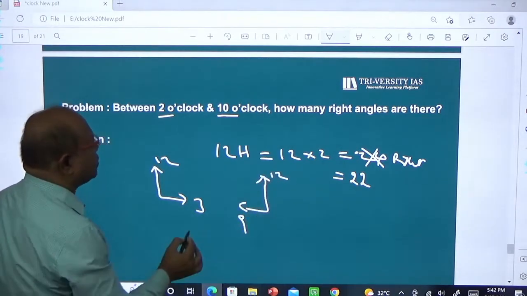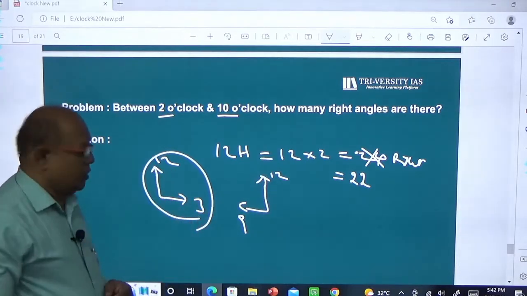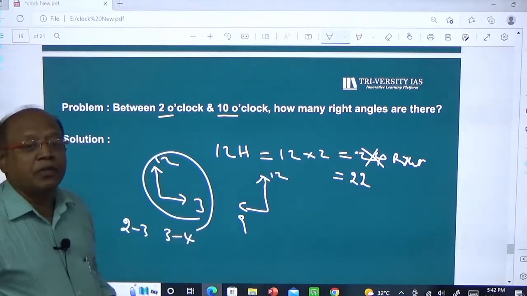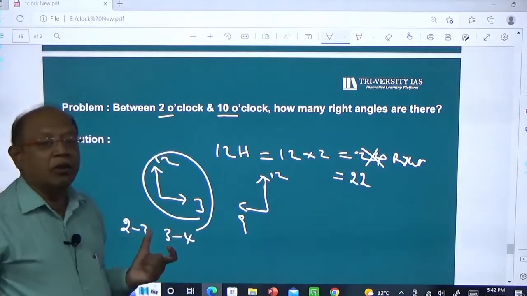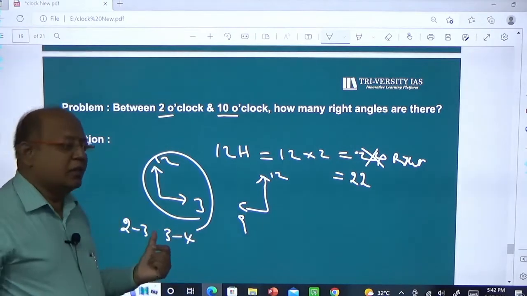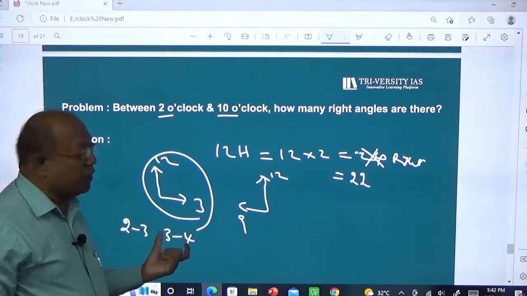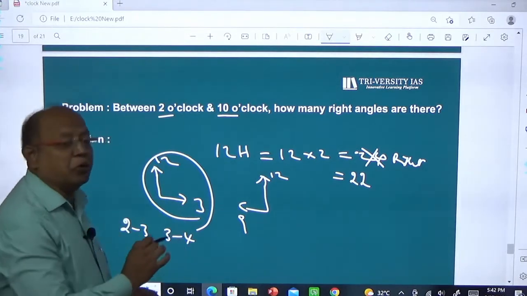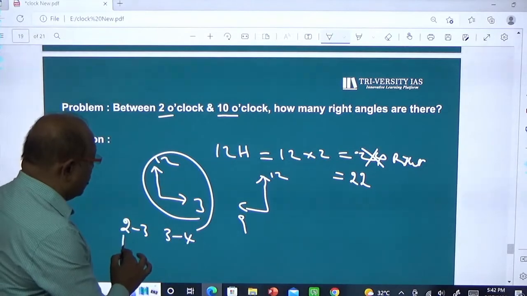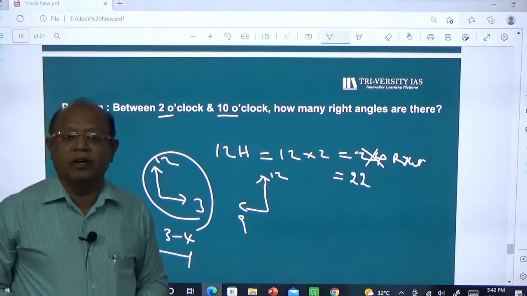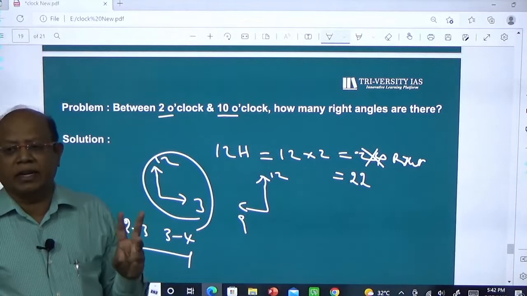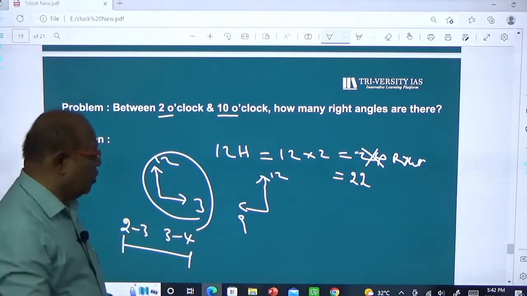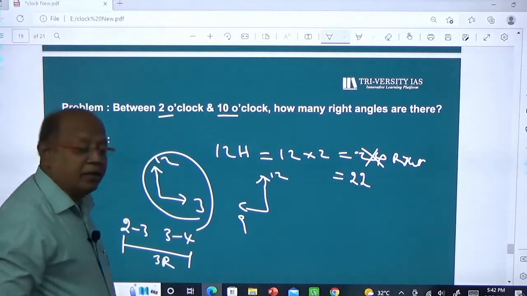Now, this 3 o'clock is common to both 2 to 3 as well as 3 to 4. If you calculate 2 to 3, you will get two right angles, and 3 o'clock is also one answer. From 3 to 4 you will get two right angles also, as 3 is common to both. So although 2 to 4 is 2 hours, there will be only 3 right angles because we are counting 3 o'clock twice.